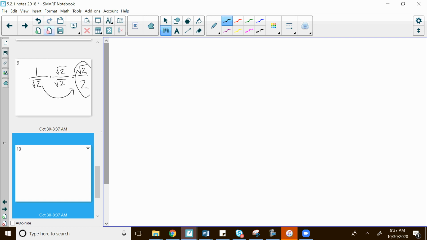In the same way, if you ever have an x to the 1/2 chilling in the denominator of a fraction, that is the square root of x, and that's not a good thing to have left in the denominator.